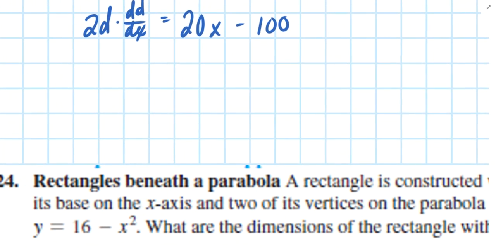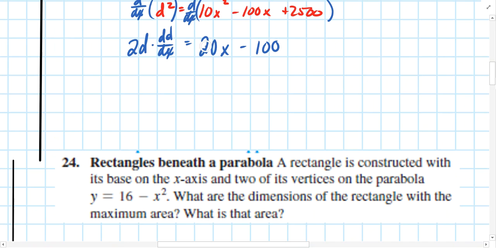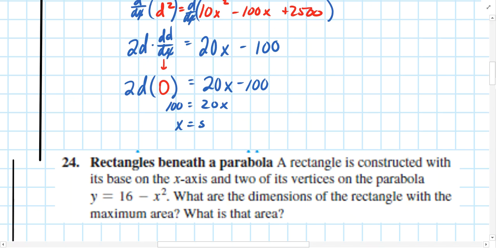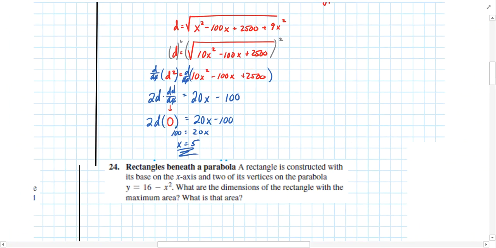If 2 times d times dd dx is equal to this equation, and we're looking for critical points of our derivative function, then that means that this derivative is going to be equal to 0. And regardless of what 2d is, well, that 2d times 0 will also be 0. And we've got 20x minus 100. And so when does 0 equal 20x minus 100? Well, that would be when 100 is equal to 20x, which means that this occurs when x is equal to 5. And we think we've got a solution here.